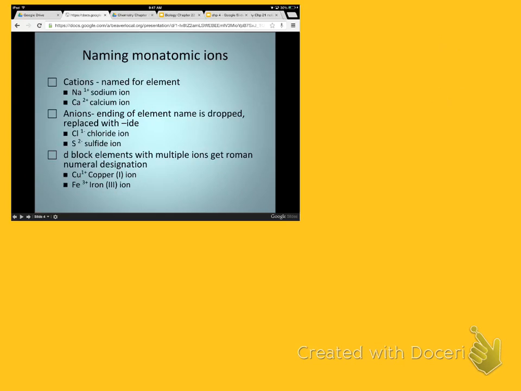Okay, so when we name monatomic ions, the cations are the easiest. So the cations are dead simple. These are positive ions, and they just get named for the element plus the word ion. So sodium 1+ is a sodium ion. Calcium 2+ is a calcium ion.